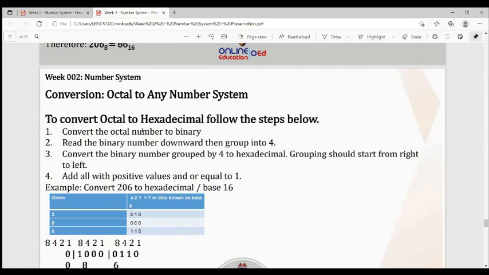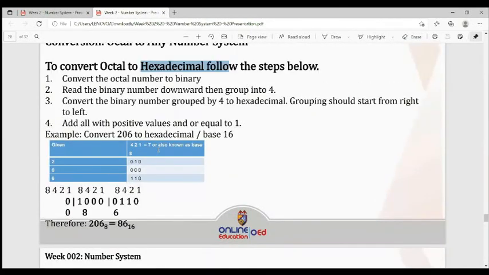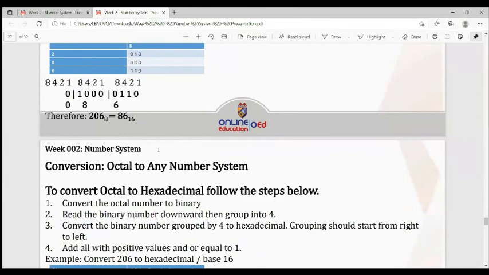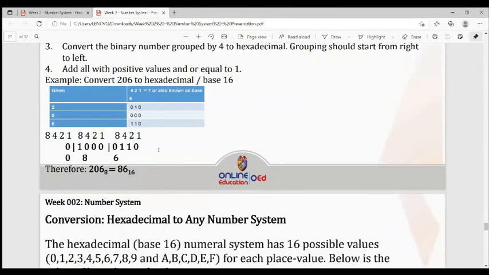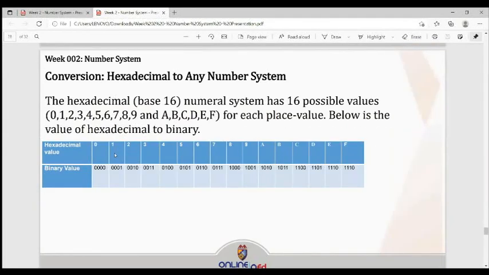Okay, to convert octal to hexadecimal, we will follow the steps. Okay, so, ayan. Tapos na ito. So, same process. Convert muna into binary and then convert binary into hexa. Okay, so let's proceed with hexadecimal. So, the hexadecimal or base of 16 number system has 16 possible values. So, ito yung 0 to 9 and A to F for each place value. Yan. Then, here. So, ito yung place value niya. It should be 4 bit.